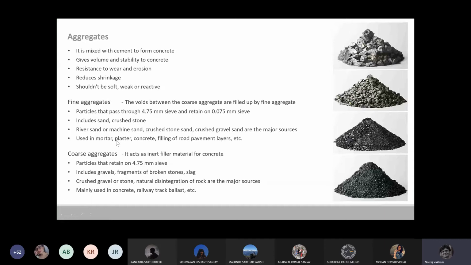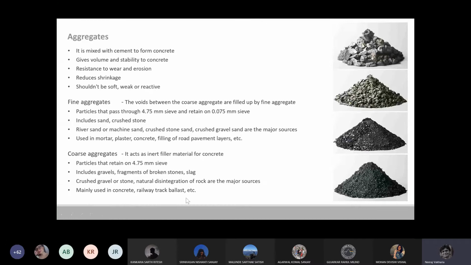Then coarse aggregate. Coarse aggregate acts as an inert filler material for concrete, as we know. As you can see in the gradation on the right hand side, the coarse aggregate eventually becomes fine aggregate. Coarse aggregate is retained on the sieve; it shouldn't pass through the 5 mm sieve. That's what we use for coarse aggregate. It includes gravel, fragments of broken stones, slag, crushed gravel or stone, and naturally disintegrated rock are also major sources.